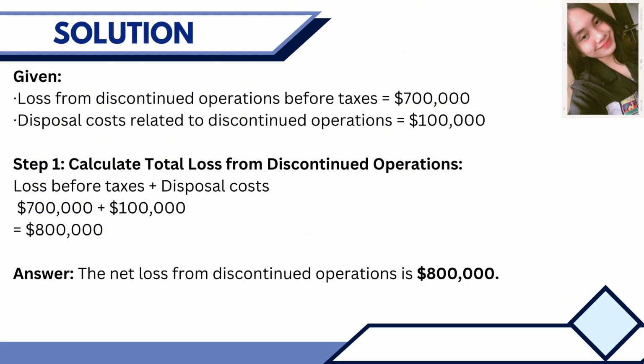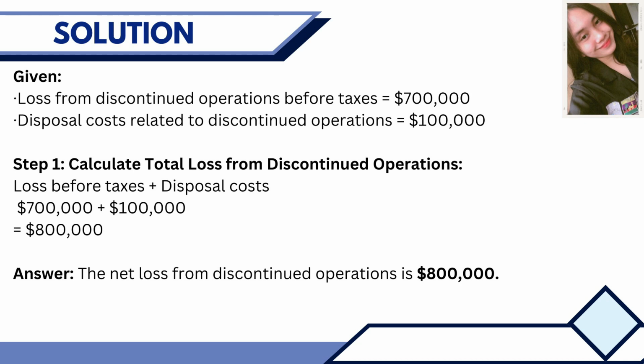Here's the solution. The given information is loss from discontinued operations before taxes is equal to $700,000 and disposal costs related to discontinued operations is equal to $100,000. Step 1 is to calculate total loss from discontinued operations. Add the loss from discontinued operations before taxes and the disposal cost to determine the total loss. So, total loss from discontinued operations is equal to loss before taxes plus disposal cost.